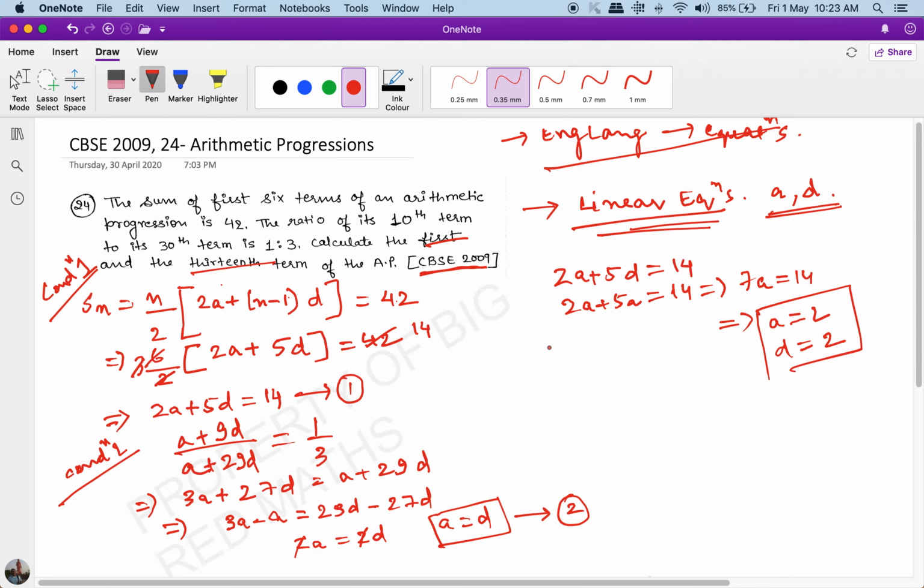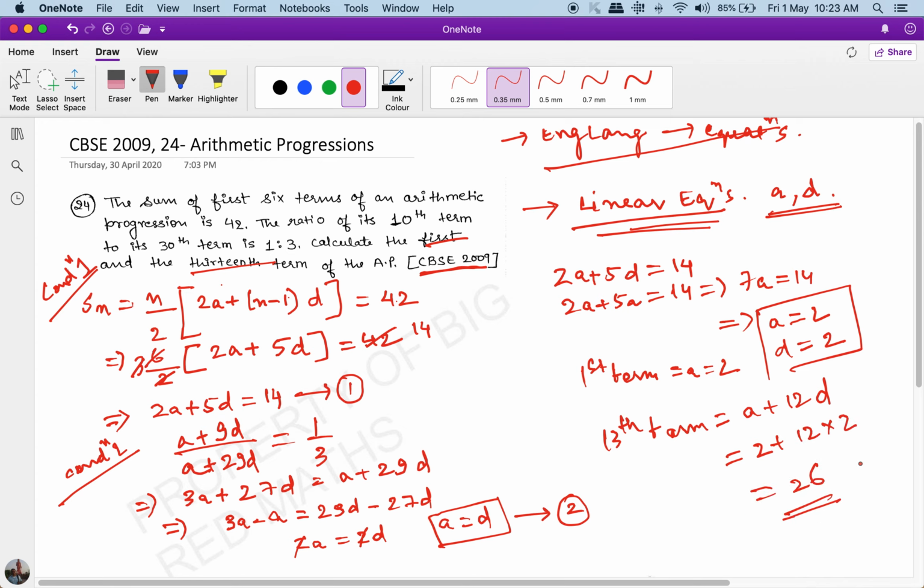It is asking me what is the first term. So first term is A. First term I have right with me. First term is equal to A is equal to 2. And it is asking me what is the 13th term. Okay, 13th term will be equal to A plus 12D, and this is 2 plus 12 into 2, which is equal to 26. And this is the solution to the entire question.